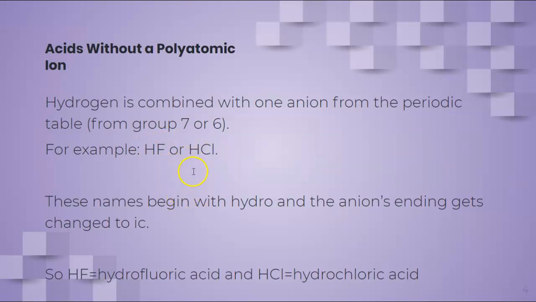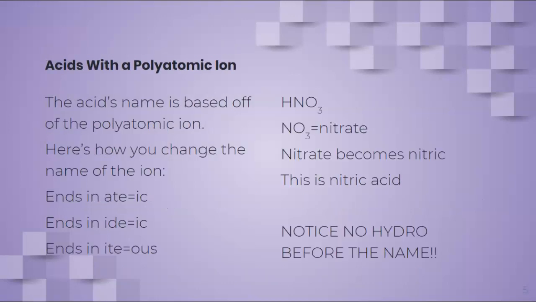HCl would be hydrochloric acid. HBr would be hydrobromic acid, okay? So there you go. They always start with hydro, and the anion's name gets changed to ic, okay? That is how we do those. If you do have a polyatomic ion, then it's going to be a little bit different.